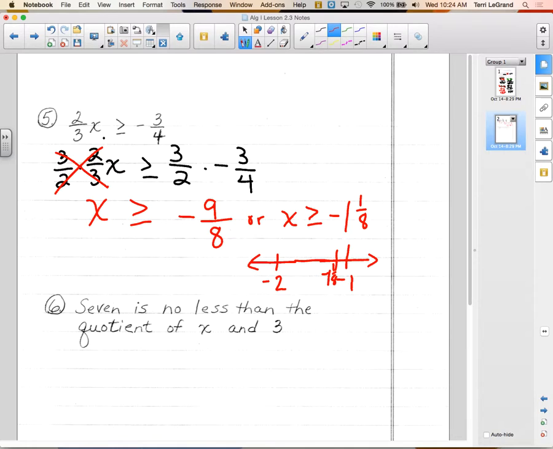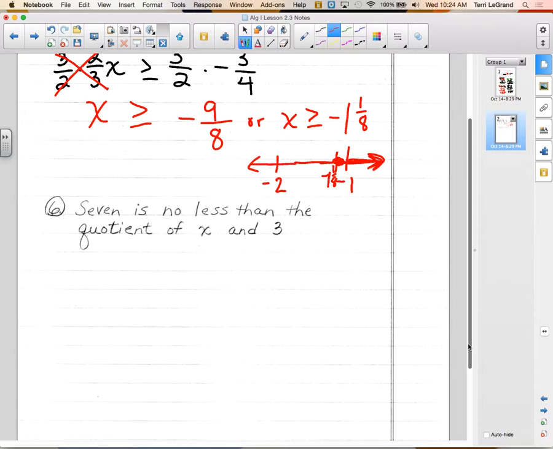Okay, open or closed circle there? Closed. Shaded to the right. Okay. So that's a closed circle. I didn't do a very good job of making it. I say, make sure I can tell what it is.